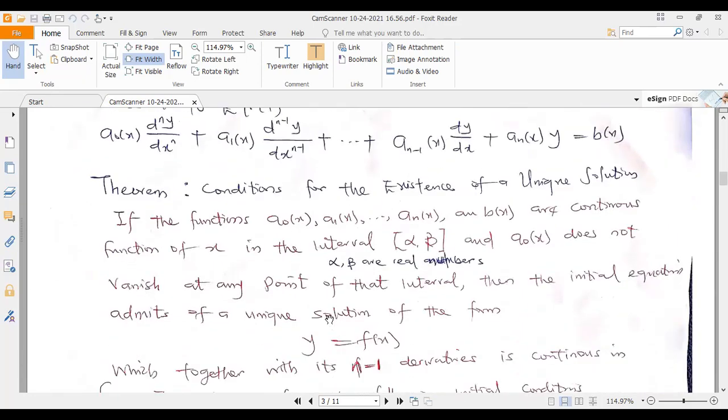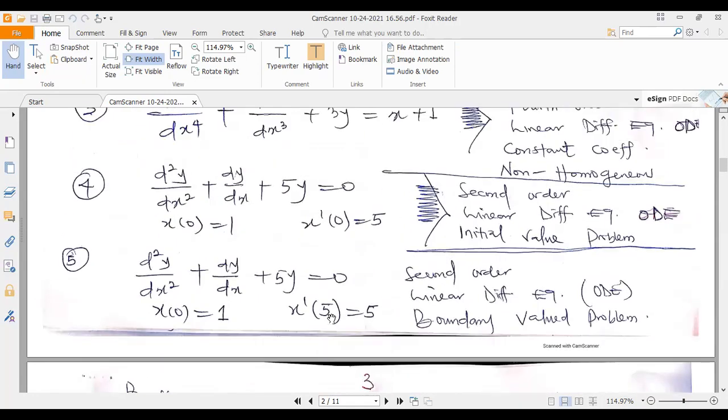Sir, can we call number 4 a boundary value problem also? No, we are calling it initial. Number 4 is an initial value problem because the two conditions are specified at 0, x equals 0. Y of 0 is 1, then y prime of 0 is 5. Because the two conditions are at 0, we call it an initial value problem. Then this one, y of 0 is 1, then y prime of 5 means x is equal to 5. So we call it a boundary value problem.